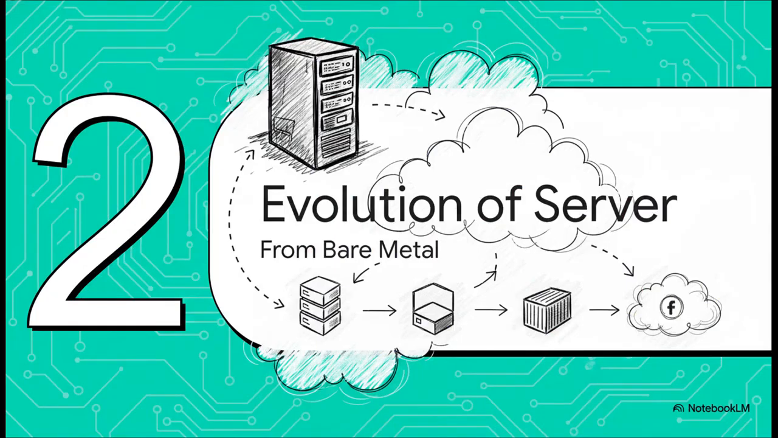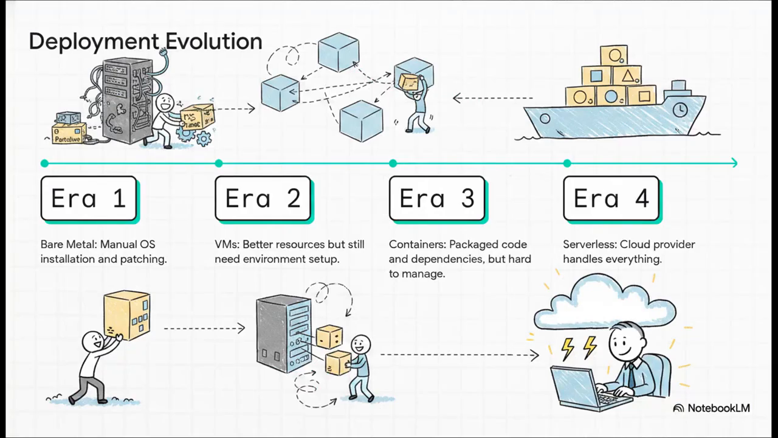Moving on to Section 2, evolution of the server. We really need to see where we started to appreciate this. Just look at how this deployment journey has evolved over the years. Back in Era 1, we had bare metal. You literally had to physically buy a server, rack it, install the OS, and manage all the patching manually. It was an absolute nightmare for your time.